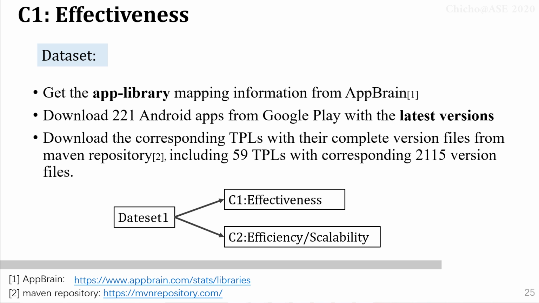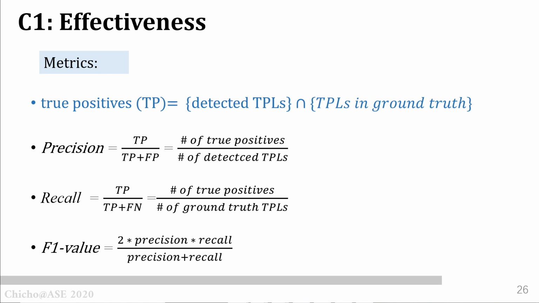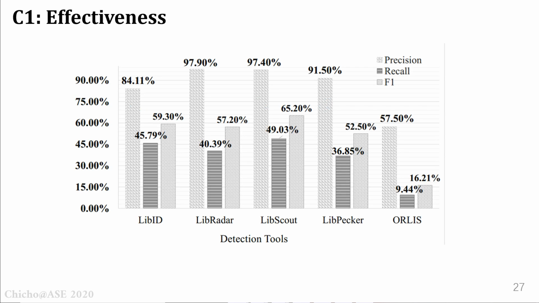Based on the information on AppBrain, we download the corresponding apps from Google Play with the latest versions. Based on the collected apps, we can determine the in-app TPLs, and we download these TPLs from the Maven repository, which includes 59 different TPLs with complete version files. Besides, we also use 3 metrics to evaluate current tools.